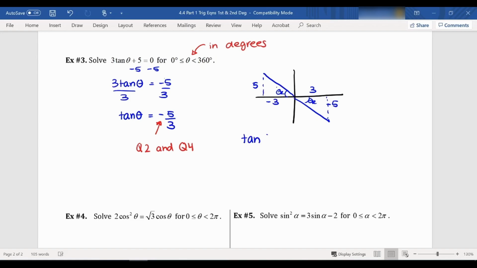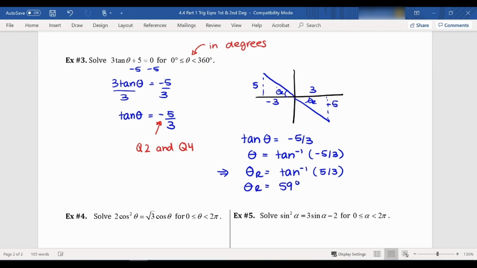So I know that tan theta is equal to -5/3, which means that the inverse of tangent of -5/3 will give me one of those angles. If I want to find the reference angle, I can simply remove the negative from in those brackets and do 5/3. Now, when I do that, I'm going to get my reference angle is 59 degrees.